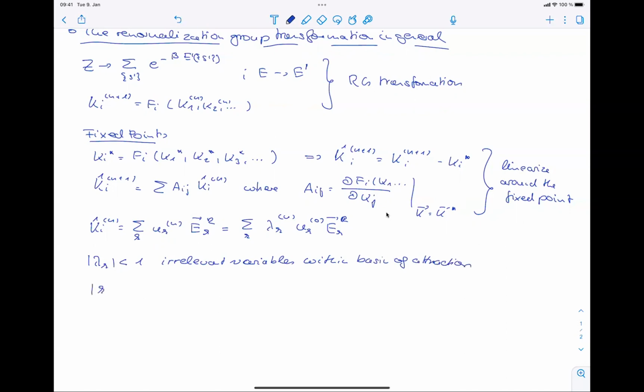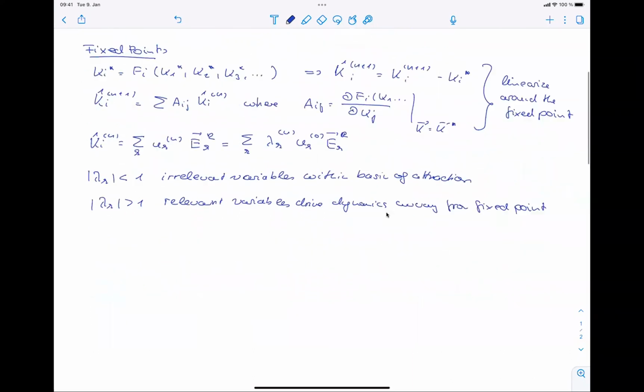And that's in contrast to the eigenvalues that are bigger in magnitude than 1. These are the relevant variables that drive dynamics away from the fixed point. So these are the variables that really need to be finely adjusted to be set at the fixed point to obtain the critical behavior that we observed at the fixed point.